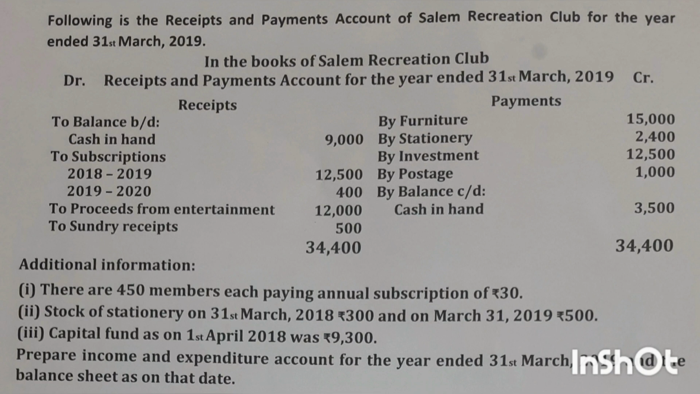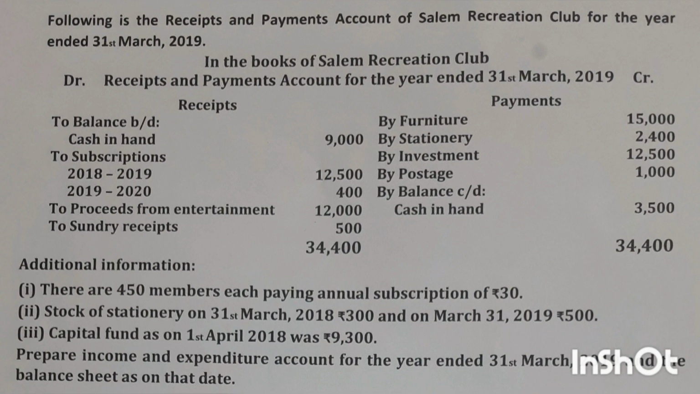Stationery 2,400. We should see whether there is any additional information related to stationery. In this problem they have given. Then we should calculate the actual amount consumed during the year. Then investment 12,500. This is an asset. Postage is an expenditure. Then finally they have given cash in hand. This is the current year asset. This will appear in the asset side. Whereas opening cash in hand will appear only in the opening balance sheet. If we need to calculate the capital fund, then this amount will be used.